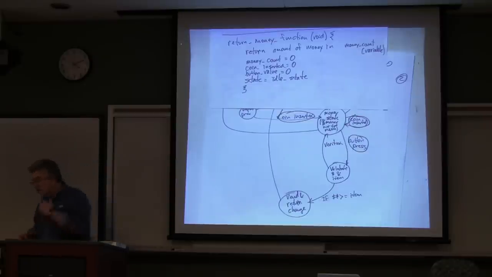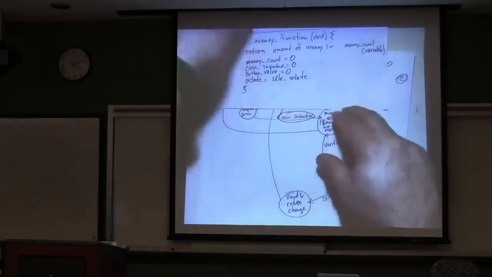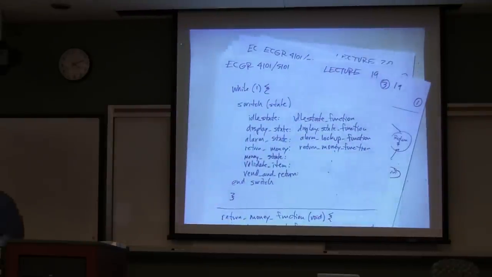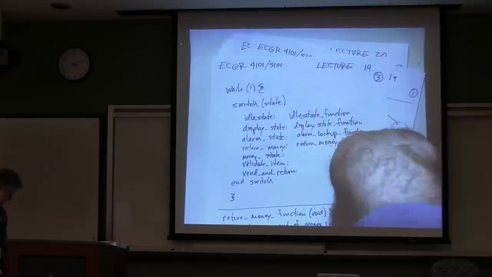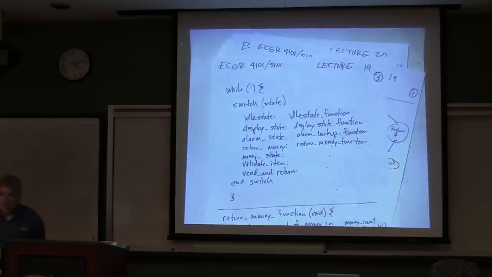All right, here's a good question. There's only one way to go into it. Does our function have to be void? No, technically it doesn't have to be. However, since it's total money vended, it's probably a global variable, so just use the global variable. All right?